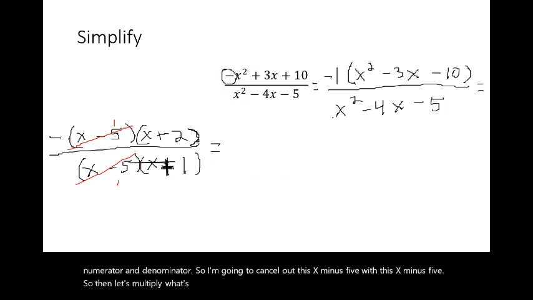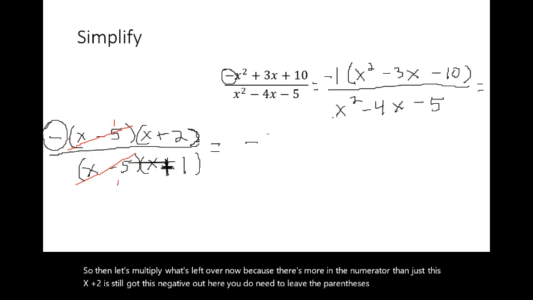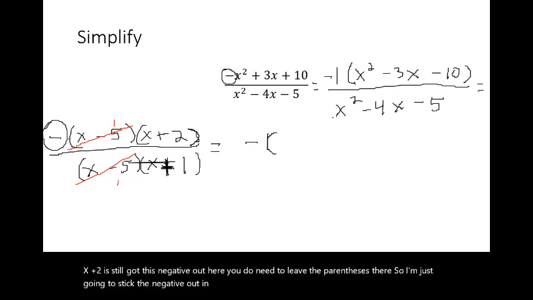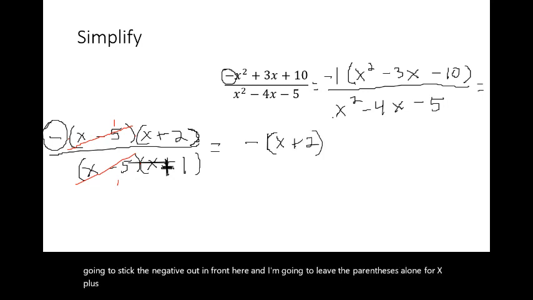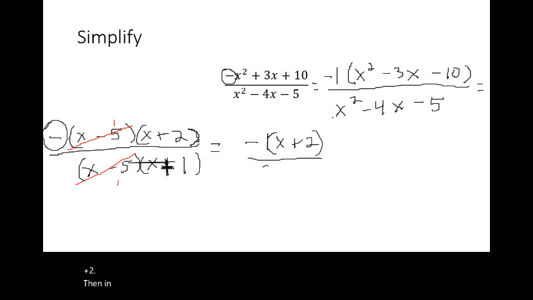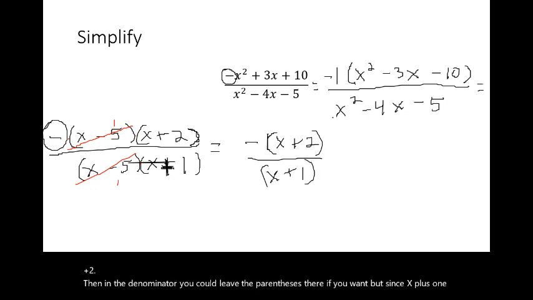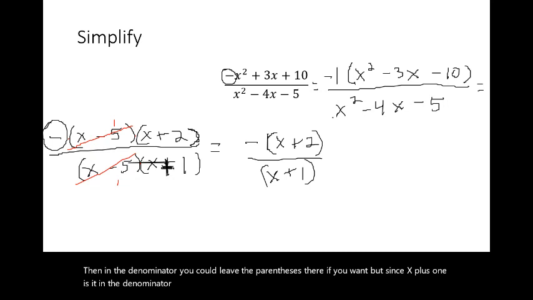Now, because there's more in the numerator than just this x plus 2, we've still got this negative out here, you do need to leave the parentheses there. So I'm just going to stick the negative out in front here, and I'm going to leave the parentheses alone for x plus 2. Then in the denominator, you can leave the parentheses there if you want, but since x plus 1 is it in the denominator, they're optional. Now, this is fine. You can leave it like this, and I'm completely fine with that.